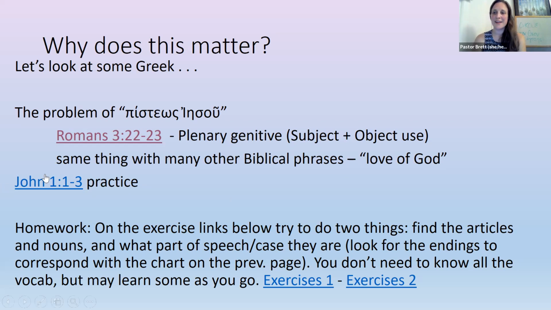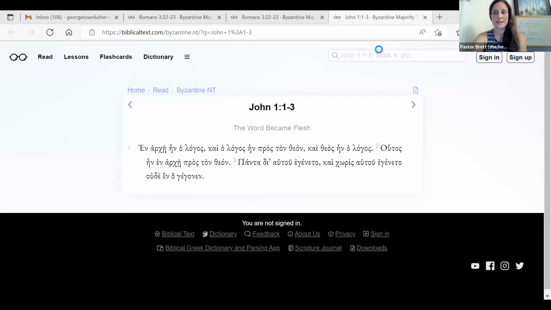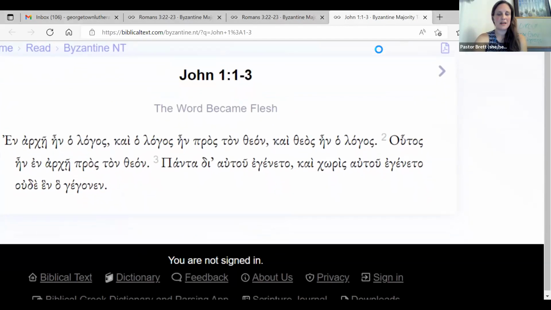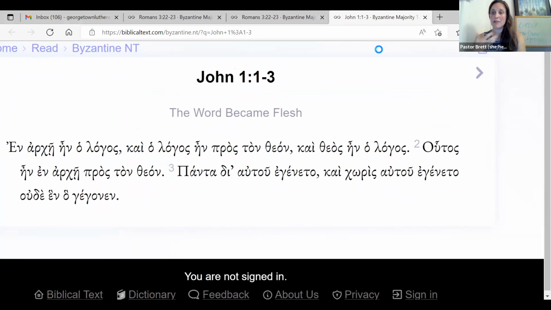Why do Greek grammar and nouns matter? Well, part of it is because we're going to start looking at how that helps us know how things go in the sentence. So we're going to start looking together, really briefly, at John 1 through 3. We'll dip our toes into this a little bit at the beginning, for the next several sessions, as we grow in our confidence and start to learn about this.